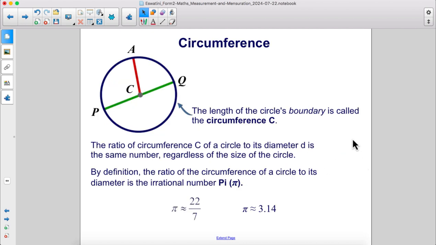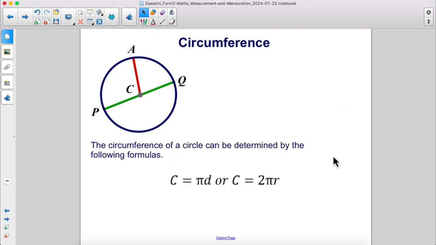The length of the circle's boundary, all the way around, is called the circumference C, capital C. The ratio of circumference C of a circle to its diameter D is the same number, regardless of the size of the circle. By definition, the ratio of the circumference of a circle to its diameter is the irrational number pi, 3.14.